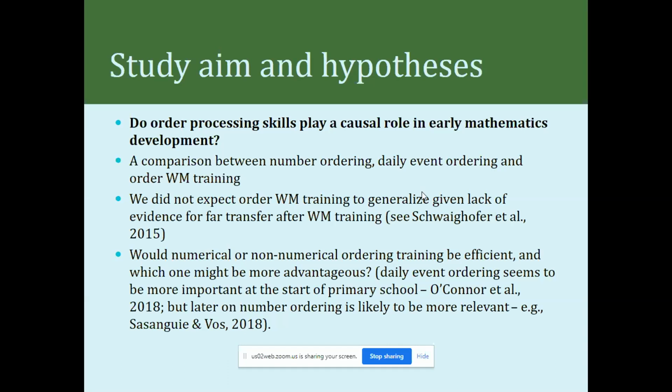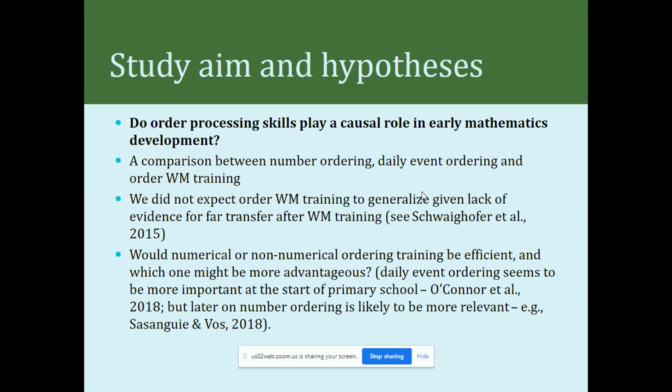And then I guess what we were more interested in was whether non-numerical or numerical order training would be more beneficial, especially in the first year of primary school. This study was run in Northern Ireland, where children start school at a very young age, between the ages of 4 and 5.